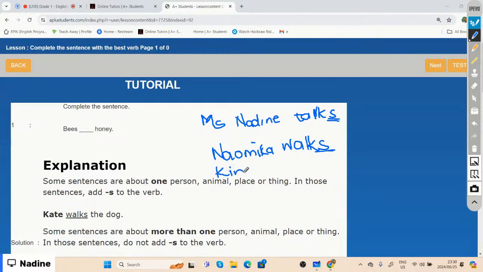King D writes with an S, right? Not forgetting the S because it is one person doing the action. So then it means that our verb ends with an S, right? The verb ends with an S.